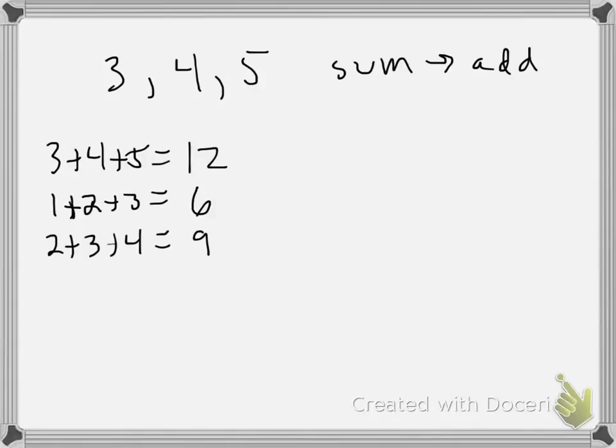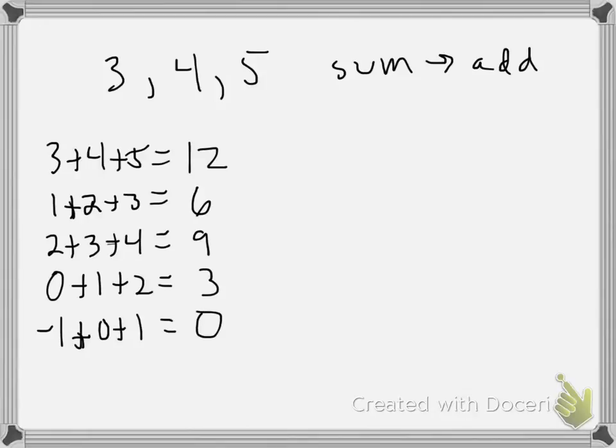Okay, let's try some other numbers. We haven't tried any, it says numbers, so I can use negative numbers, I can use 0. Let's try 0 plus 1 plus 2. Well, that's 3. Are you seeing a pattern yet? I'll put some more down. You may have already seen a pattern. But we haven't tried any negative numbers. Let's try negative 1 plus 0 plus 1. Well, that's 0.